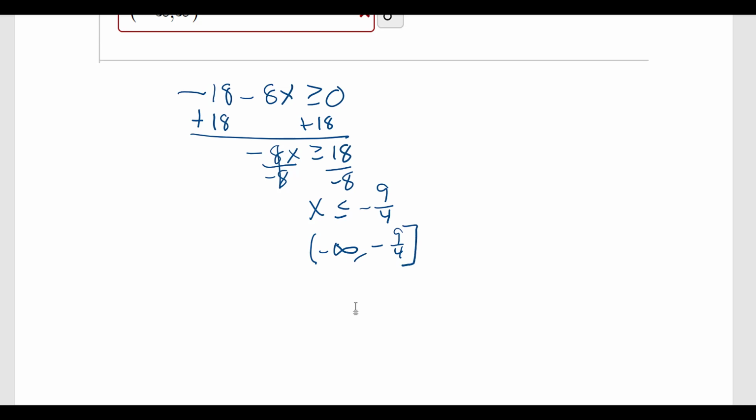And just remember, you can never have a bracket. You're never at infinity, so it would always be a parenthesis at infinity. So stress the parenthesis here. Okay, hope that helps.